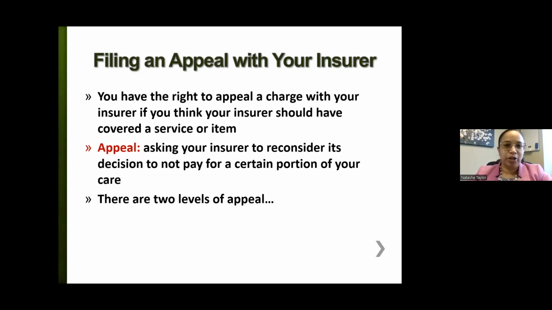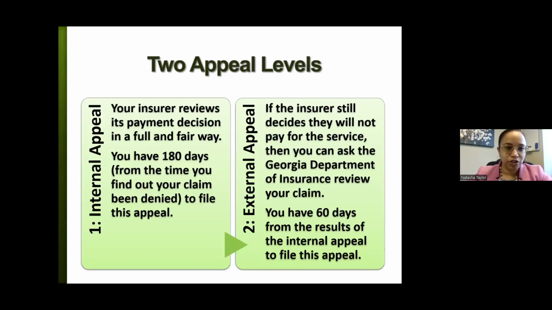If you need to file an appeal with your insurer, you have the right to do that. If you think your insurer should have covered a service or an item, you can file an appeal. Ask your insurer to reconsider its decision not to pay for a certain portion of your care. There are 2 levels of appeal. You have an internal appeal and an external appeal. Your insurer reviews its payment decision in a full and fair way. You have 180 days from the time you find out your claim has been denied to file an internal appeal.